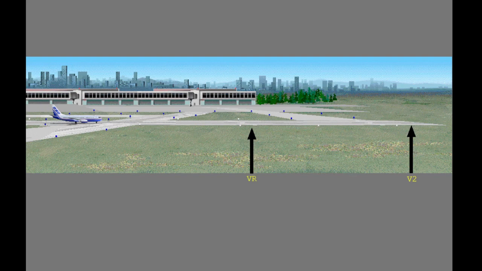These takeoff speeds are set to ensure that the airplane will achieve the minimum safe flying speed, V2, at 35 feet above the runway if one engine fails at VEF. The rotation speed is set relative to V2, such that given a normal rotation rate of 2 to 3 degrees per second, the airplane will achieve V2 at 35 feet above the runway.